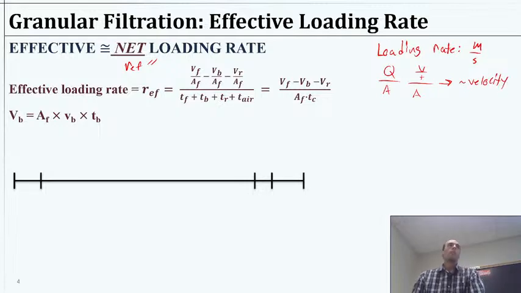Okay, you could also write it, if you wanted to, instead of meters per second, you could do something like cubic meters per square meter per second, right? So this is, again, that concept of flux. It's kind of a velocity through a plane, or it is a flow through an area, right?